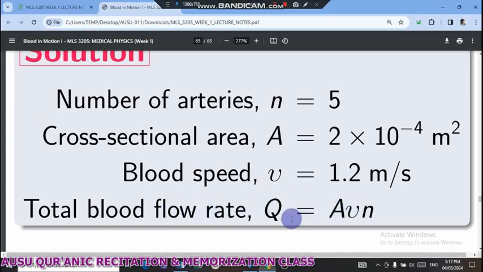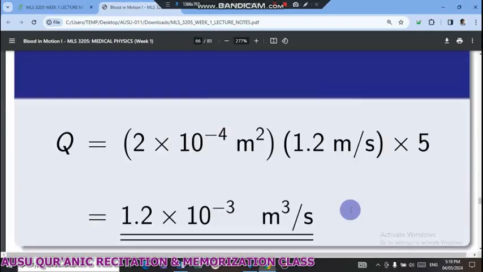So the total blood flow rate, Q, is equal to AVn. AV is the flow rate in each artery. Then we are multiplying by n, where n is the number of arteries. If you like, you can put this n here, nAV is still the same. So it means we are going to multiply the three. Here, our A is this, and then our V is this, and the number is 5.